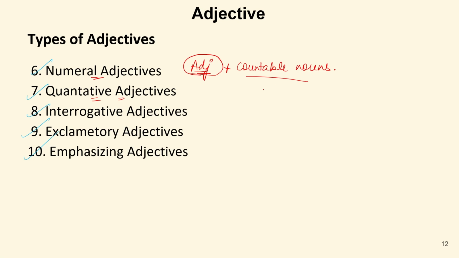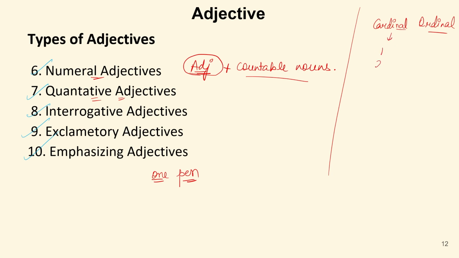They qualify countable nouns. For example, if I say 1 pen, I can count this pen, that is 1. So 1 is a numeral adjective. 3 pens, so pens are countable. 3 is again countable, so that is also called a numeral adjective. Some more examples: there are 2 types of number. One is cardinal numbers, the other is ordinal numbers. So numeral adjectives can be further divided into 2 parts, that is cardinal and ordinal numbers.